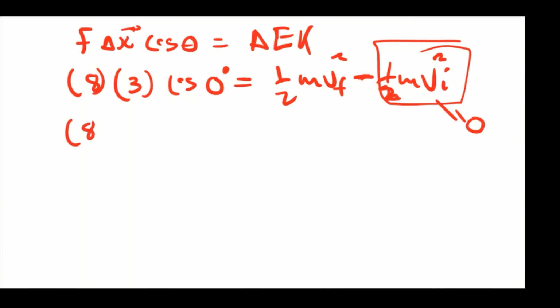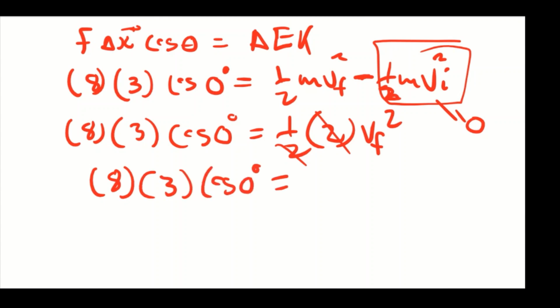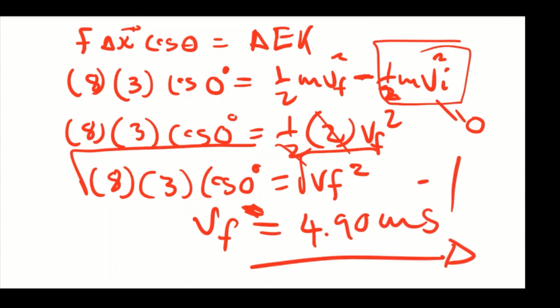So we're going to have 8, 3, cos of 0 degrees equal to 1 over 2 the mass of the trolley, which is 2, and we want V final. This 2 will go away with this 2, so you're going to have 8 multiplied by 3 cos of 0 degrees being equal to V final squared. So we just square root both sides, and V final is equal to 4.90 meters per second. So this is our final velocity of the trolley at point A.